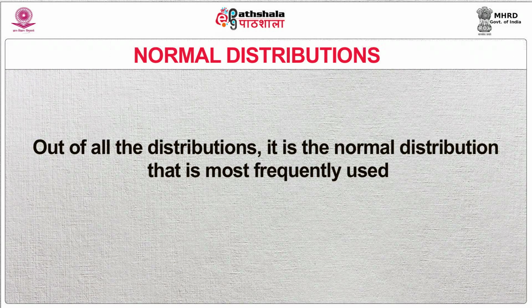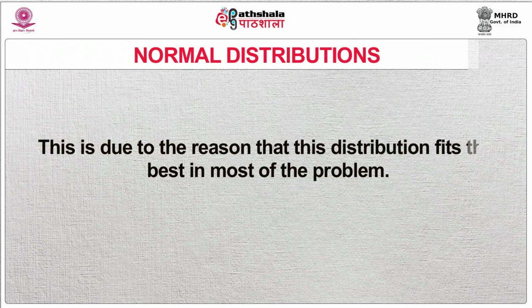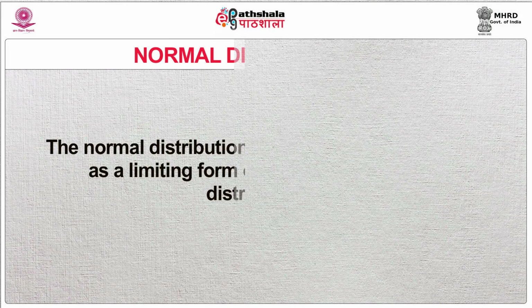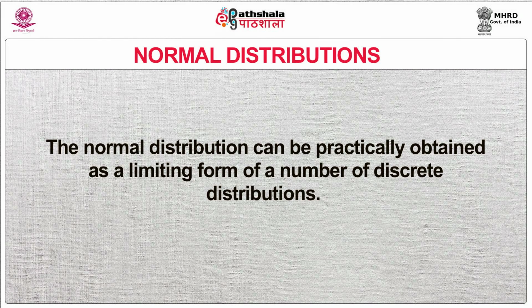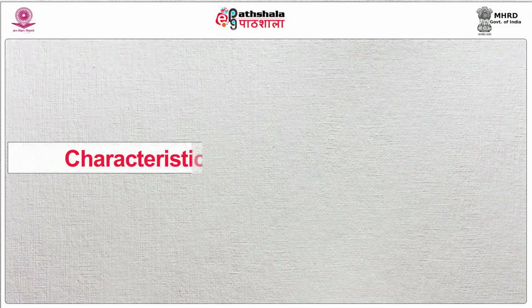Out of all the distributions, it is the normal distribution that is most frequently used. This is because this distribution fits best in most problems. Normal distribution is also known as Gaussian distribution because of the contribution of the 18th century mathematician and astronomer Carl Gauss. The normal distribution can be practically obtained as a limiting form of a number of discrete distributions. Characteristics of normal distribution: the characteristics of normal distribution are those of a normal curve and are presented below.